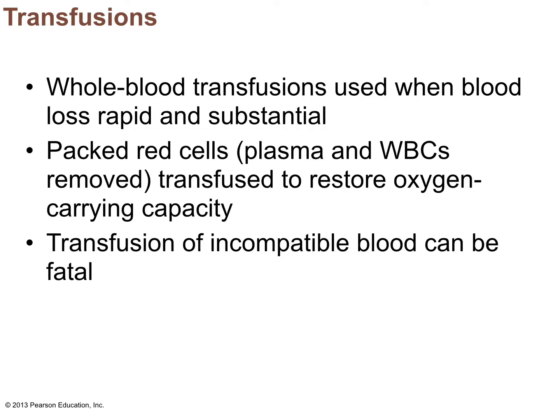Now, when we talk about transfusions, whole transfusions are used when blood loss is rapid and substantial. We could also use packed red blood cells to restore oxygen carrying capacity. If you have an incompatible blood transfusion, and again, I've talked about blood typing in a different video, you get this reaction where the blood coagulates, and so you wind up with clots forming. It's basically an antibody-antigen complex, and the antibodies are clumping the red blood cells together. It's called agglutination, and again, it forms these clots.